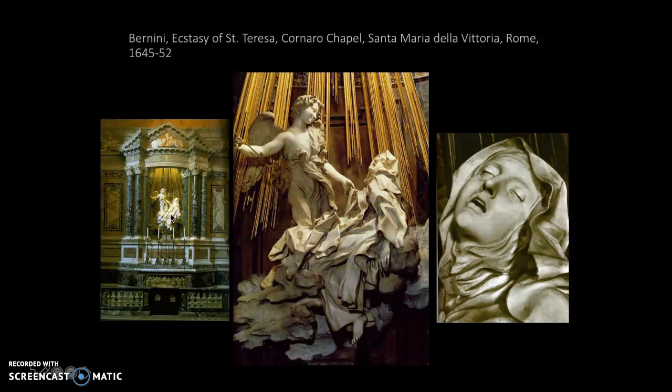This is an altarpiece in a side chapel in a church in Rome, and it actually uses here, we see this kind of architectural device. It hides a window above. And so Bernini's actually adding golden rods here to create this kind of dramatic lighting from above, taking advantage of that upper window.